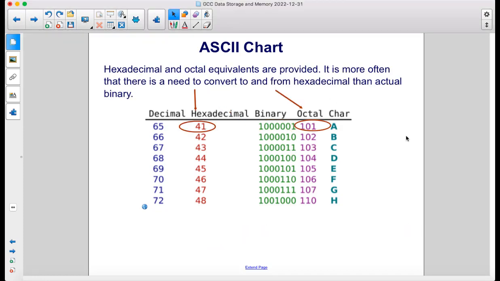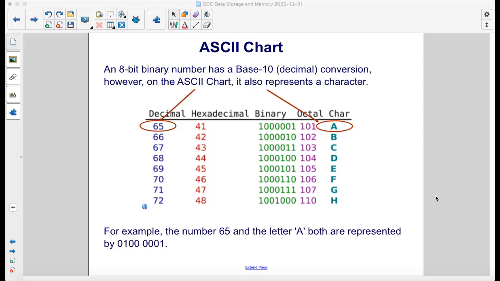Hexadecimal and octal equivalents are provided. It is more often that there's a need to convert to and from hexadecimal than actual binary. An 8-bit binary number has a base 10 conversion. However, on the ASCII chart, it also represents a character. For example, the number 65 and the letter A both are represented by the same binary number.